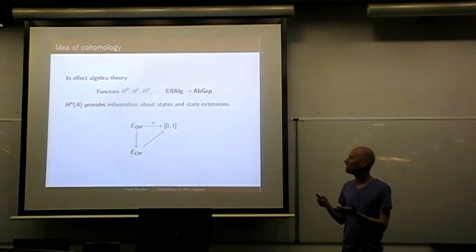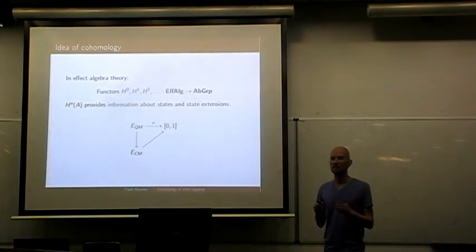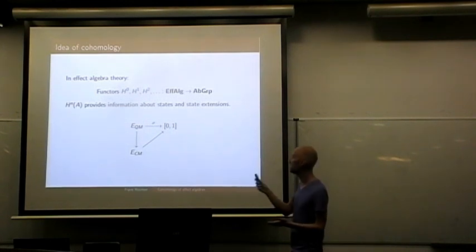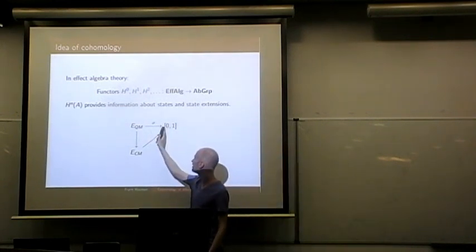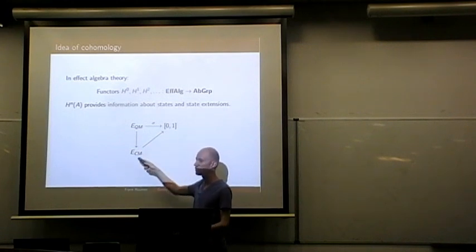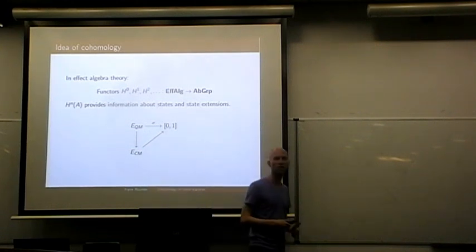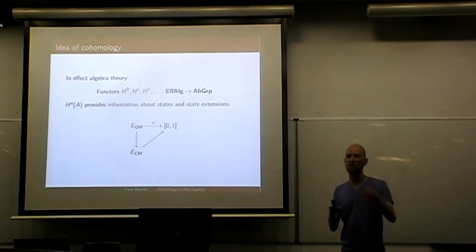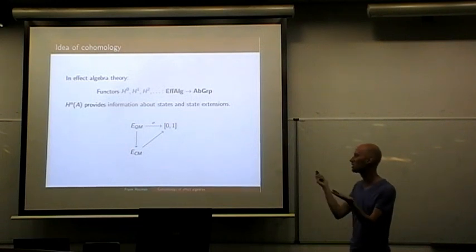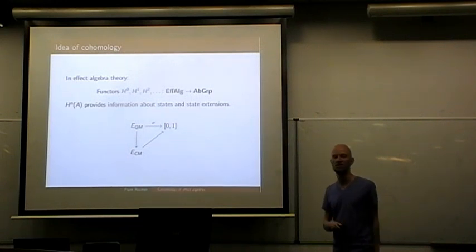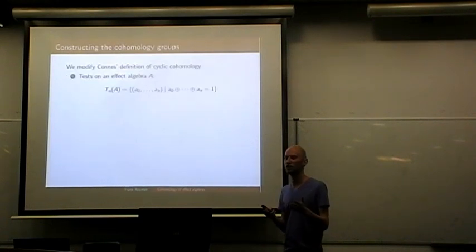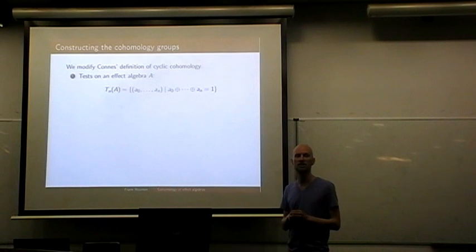And now we want to define cohomology of effect algebras, and the intuition is a bit similar. What we want is for it to provide information about whether a state can be extended to a larger effect algebra, in our case, the effect algebra of classical measurements. And because cohomology also tells something about extensions, like in the topological case, we expect that it tells us something about extensions in this case. Okay, so now for the actual definition, it's a bit involved, but I'll try to sketch the main steps.